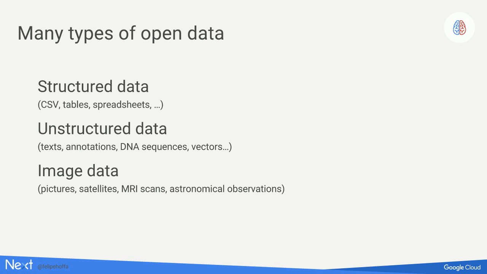When we think about open data, there are a lot of different ways data can be shared. It's not only structured data, CSVs, spreadsheets, etc. You can also have unstructured data: text, annotations, DNA, images, petabytes of satellite pictures, sky, etc. This all requires different tools.